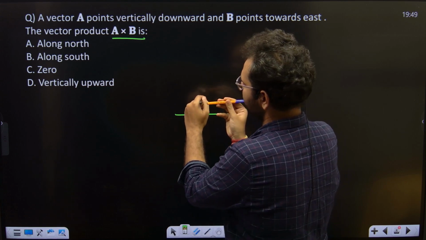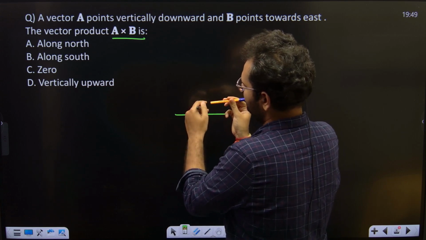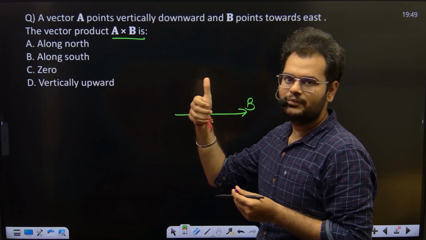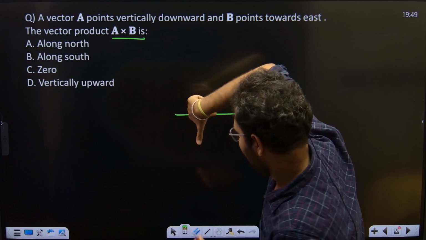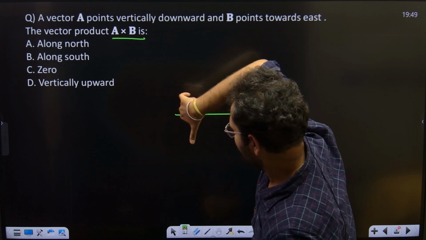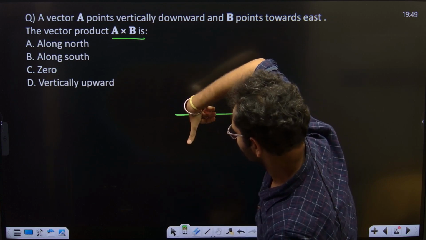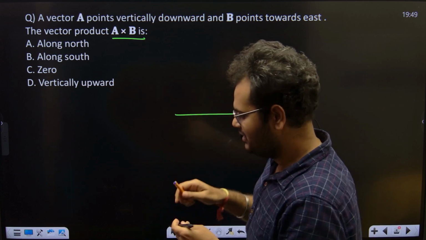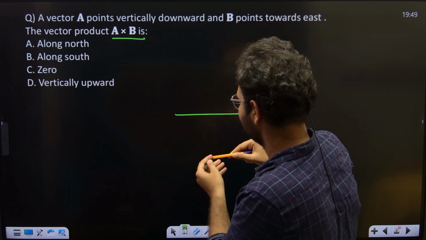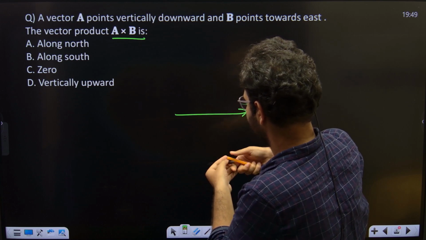So this is my A vector and this is my B vector. Curl your fingers from A to B. It should be like this. See, my thumb is downwards. Sorry, this is B and that was A. So it is going like this. Are you getting what I'm trying to say? See, I don't have 4 hands, else I would have done it for you.